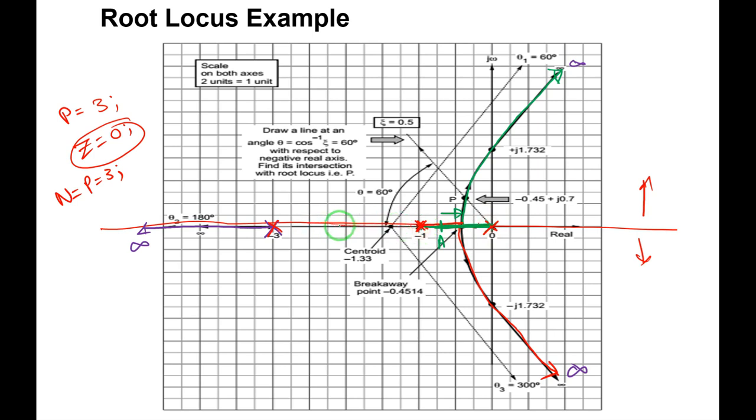Next, from -1 to -3, I will take another point B, and on the right hand side of it I will count the number of open loop poles and zeros. This is one pole, this is one pole. So I am getting a count of 2, totally 2 poles. I have to get an odd number, but I am getting an even number. So -1 to -3 is not a part of the root locus. From -3, I will take another point C here, and count the number of poles and zeros. Pole 1, 2, 3. I am getting odd, which means from -3 to -infinity is a part of the root locus.